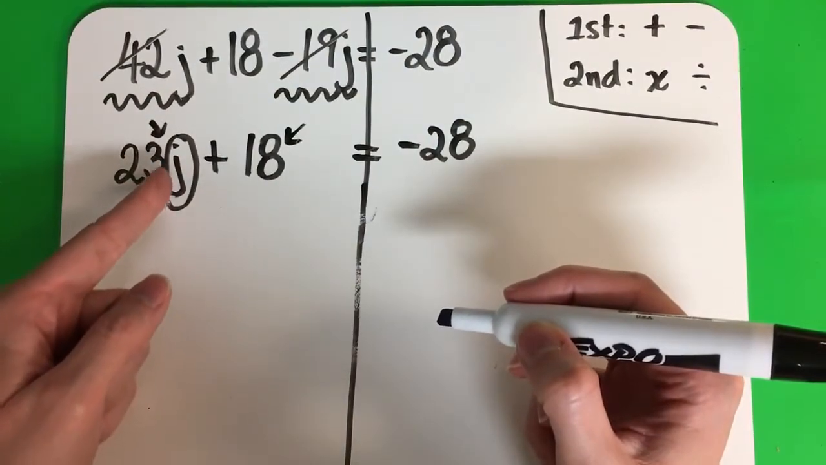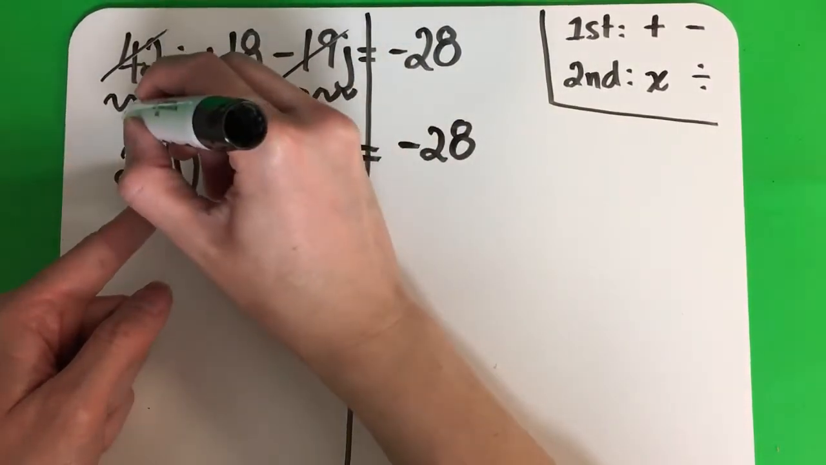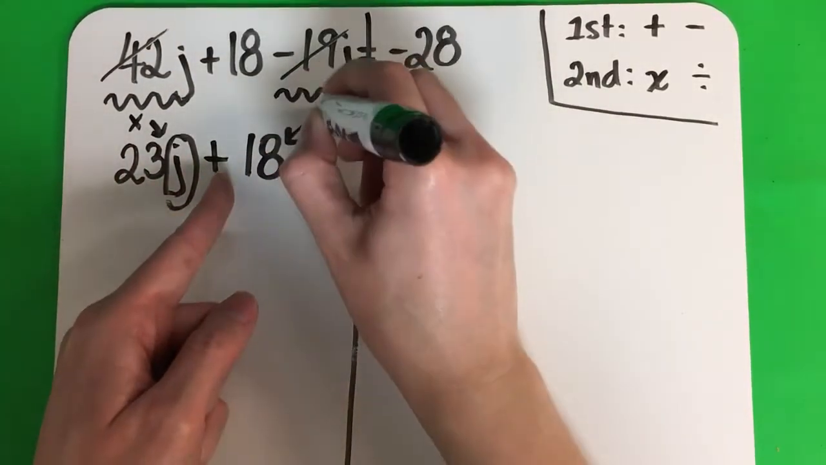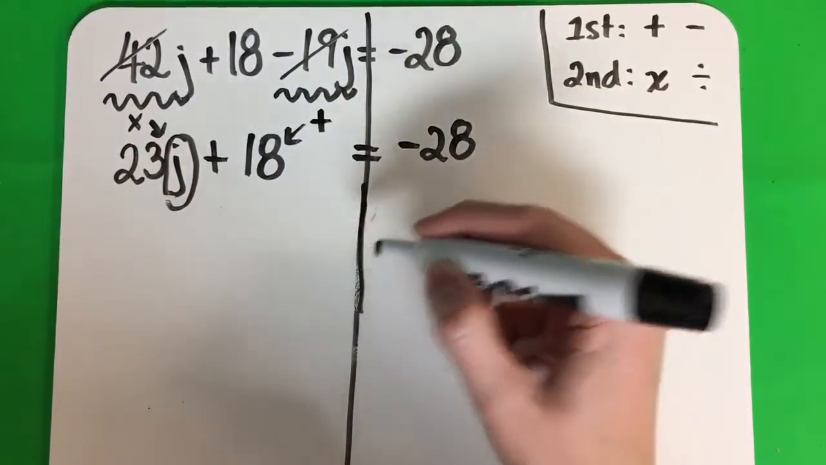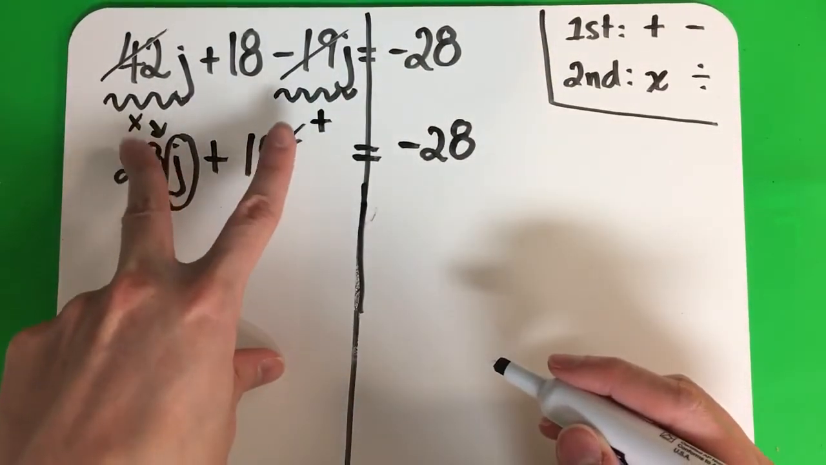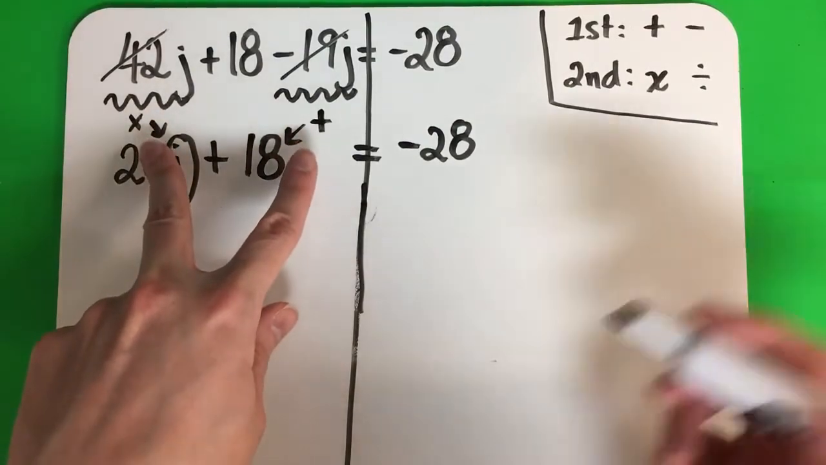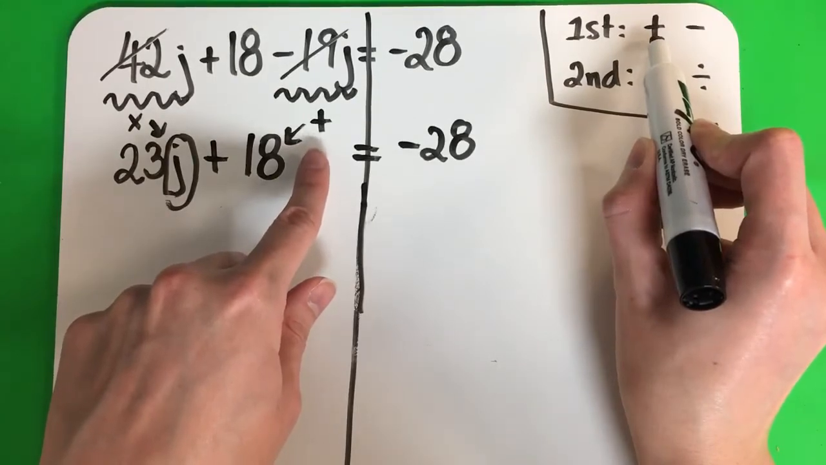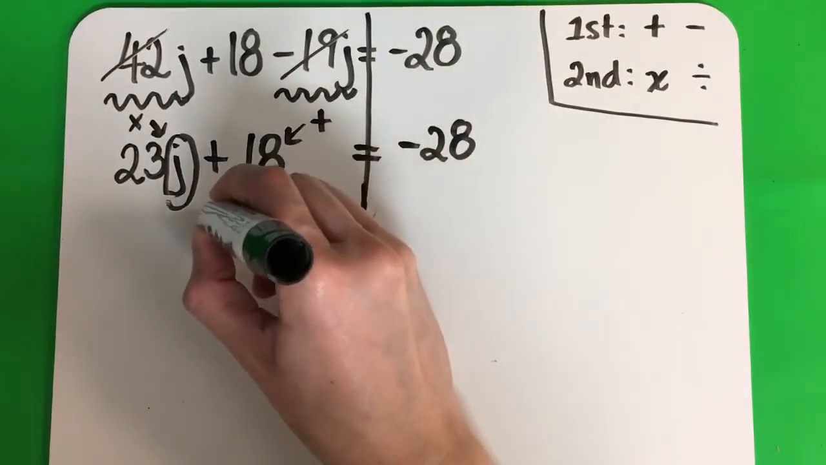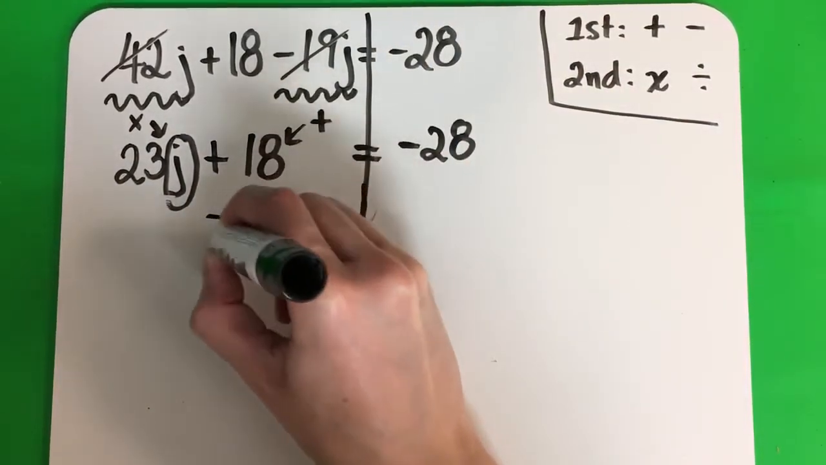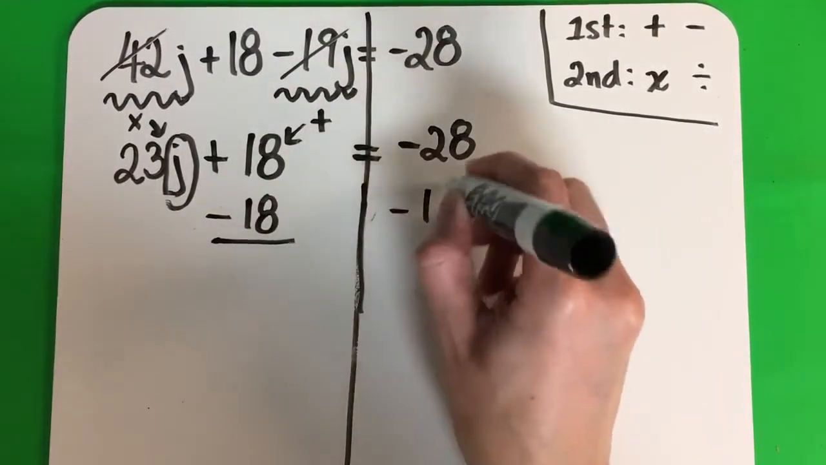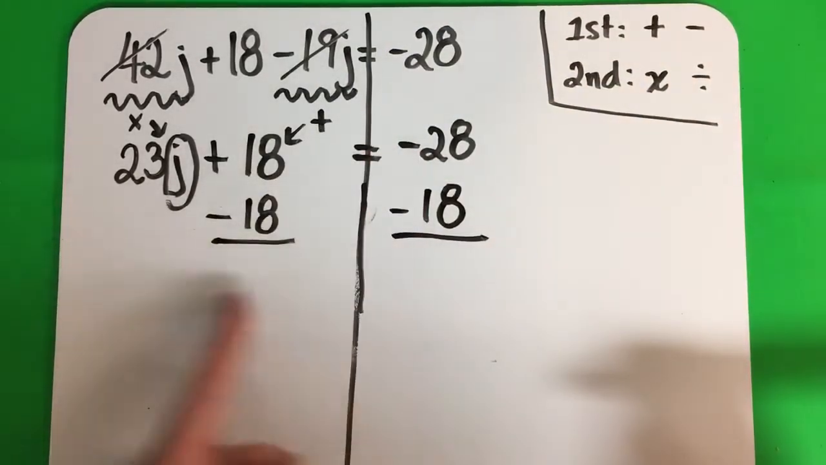What's in the middle here? ¿Qué está en el medio aquí? Nothing, nada. Multiplication. Here it's plus. Es positivo. Which one first? ¿Cuál es primero? Multiplication or plus? Well, first, primero is plus. What's the opposite of plus? ¿Qué es el contrario de más? Minus. Menos. So minus 18. That's an opposite. Es un contrario. So copy. Minus 18.